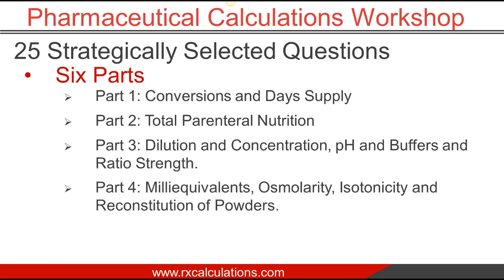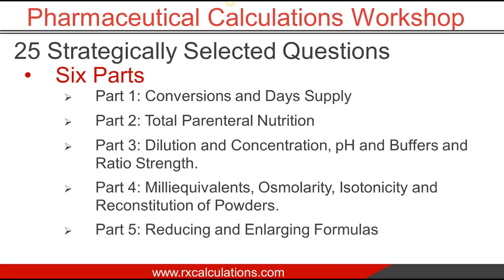And then in part 4, we look at some examples from milliequivalence, osmolarity, isotonicity, and reconstitution of powders. In part 5, we just look at a quick example on reducing and enlarging formulas. And in part 6, we look at a number of examples on flow rate calculations. So that's the 6 parts, how the 25 questions are organized in this workshop.